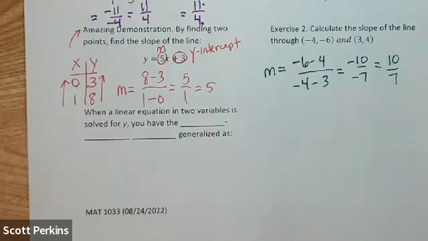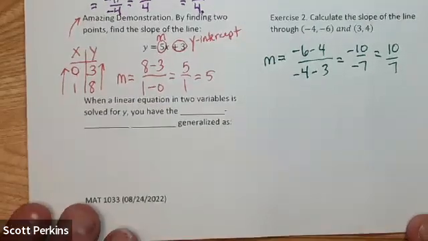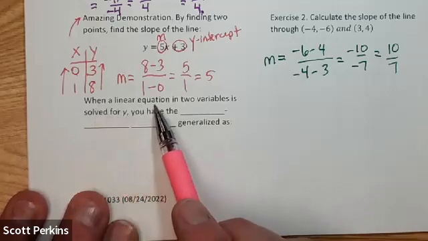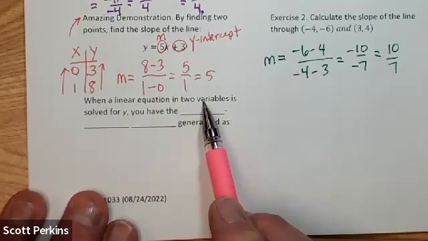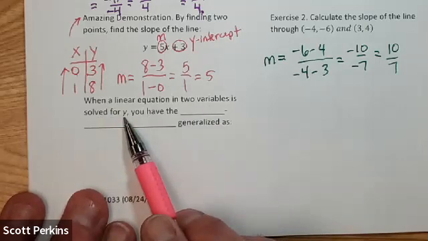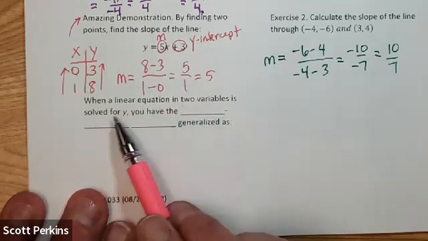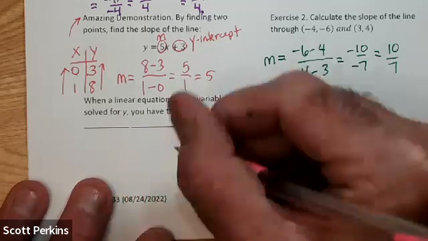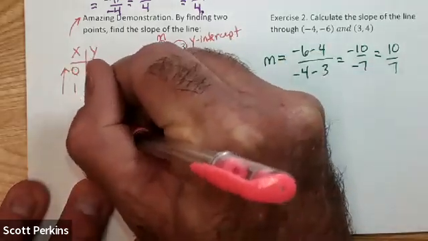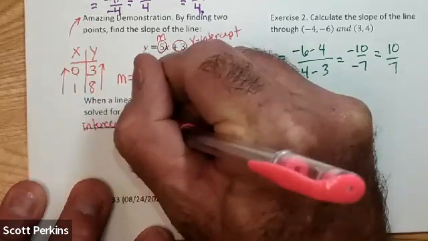And so what I have presented to you, whether or not you're breathless from the amazingness of the demonstration or not, but what I've just shown you is this. When a linear equation with 2 variables is solved for y, that is a super important part of this, has to be solved for y. When a linear equation in 2 variables is solved for y, you have what's called the slope-intercept equation.